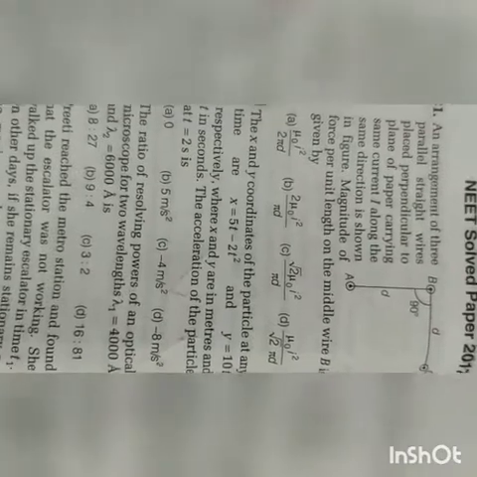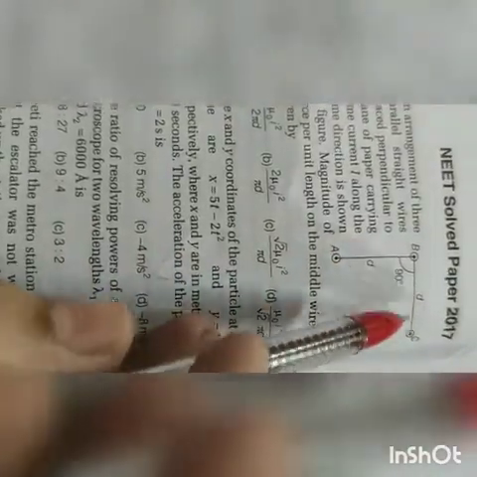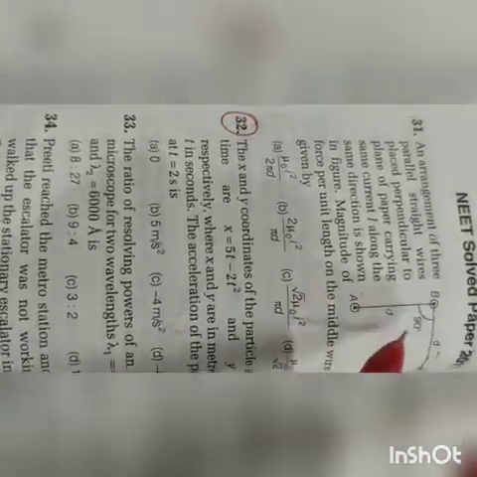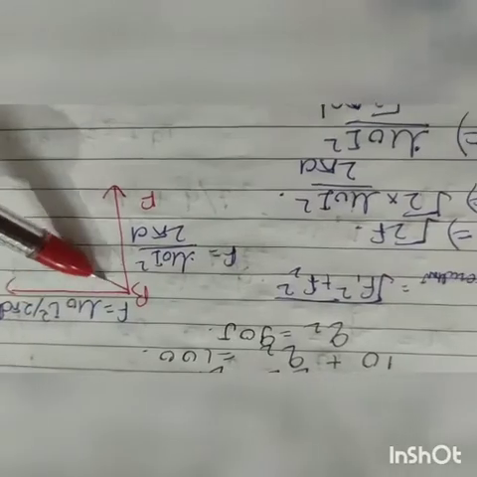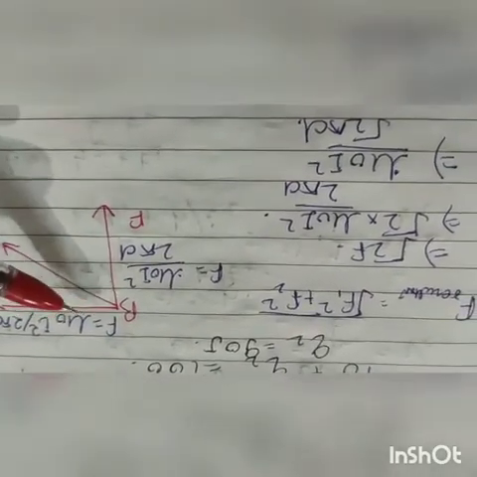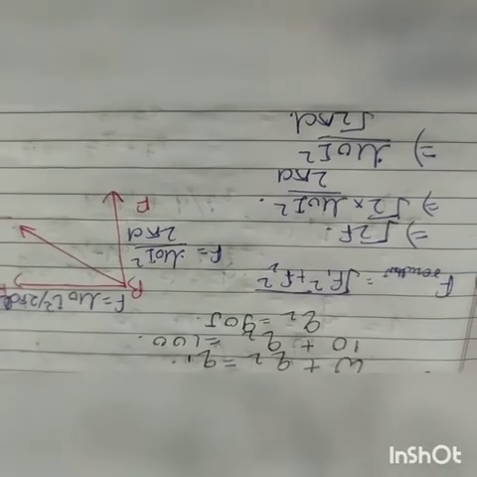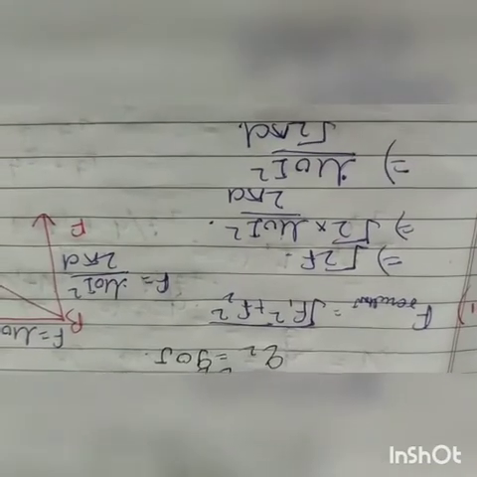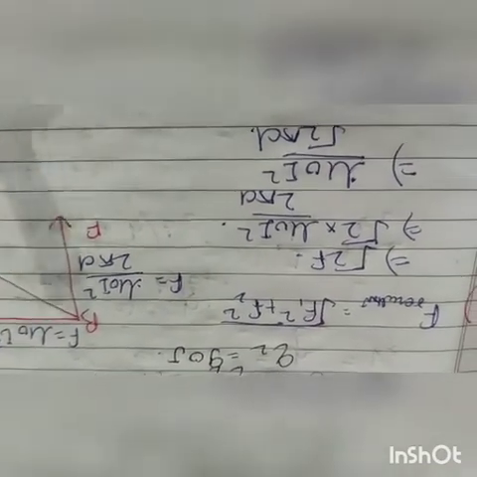Now question number 31. An arrangement of 3 parallel straight wires placed perpendicular to the plane of paper carrying the same current I along the same direction is shown in the figure. The magnitude of force per unit length on the middle wire B is given by. So this is wire A, wire B and wire C. We can see that these two wires are giving a force on this wire, and the force from this wire is in this direction and the force from the other wire is in this direction. So here we just have to find the resultant. We know that F for a long straight wire is mu naught I square by 2 pi d, and for the other it is also mu naught I square by 2 pi d. So F resultant will be root of F1 square plus F2 square. Here both F are the same, so it will be root 2 F.